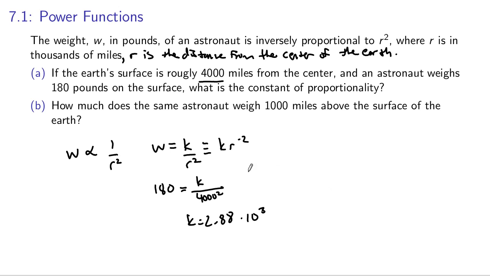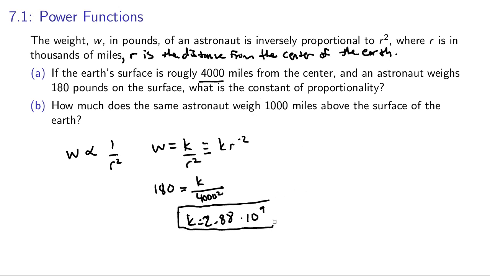Now, sorry, third. That's not right. 10 to the ninth. We were in billions, right? It was 2,888,000,000. So it's 2.88 times 10 to the ninth power. So now, that's part A, so k is 2.88 billion.